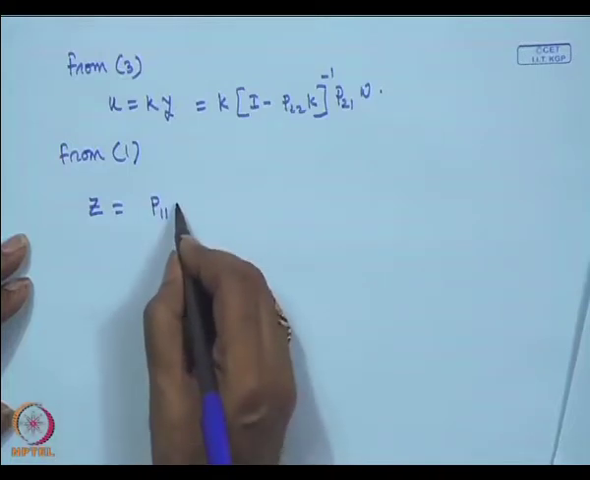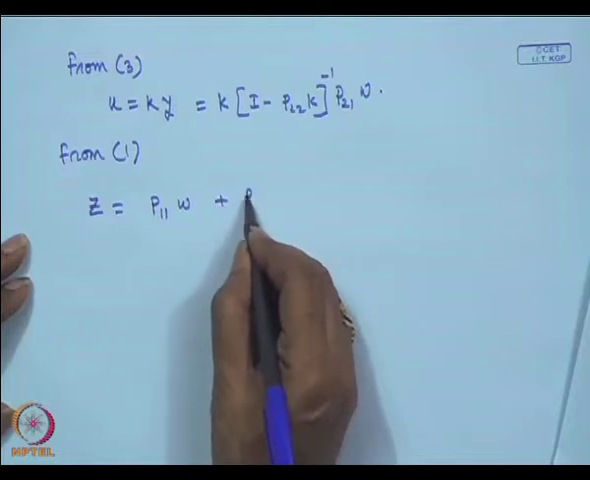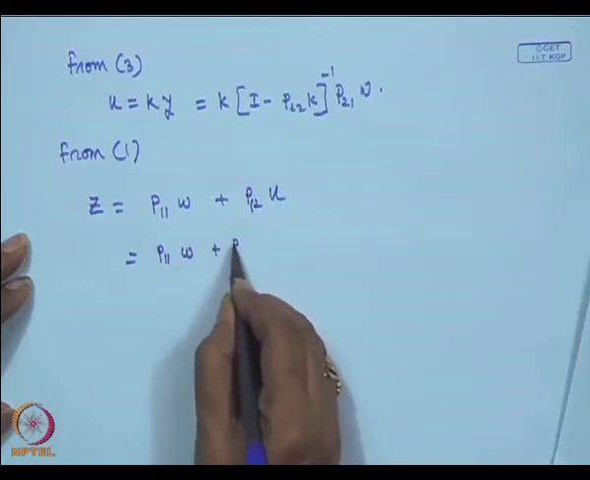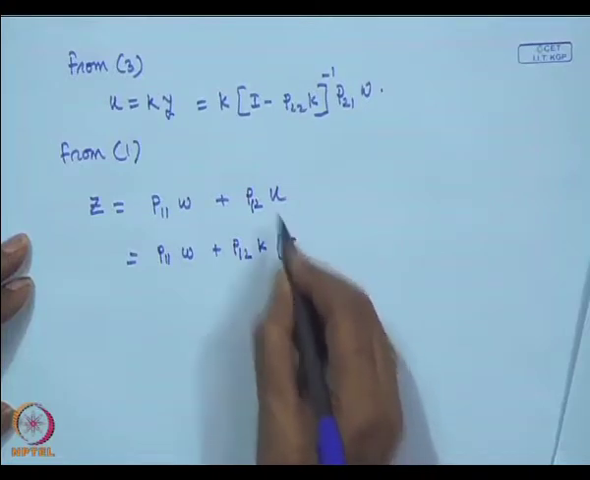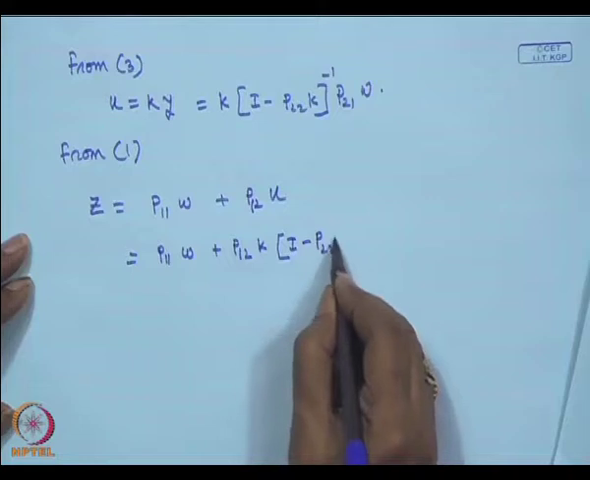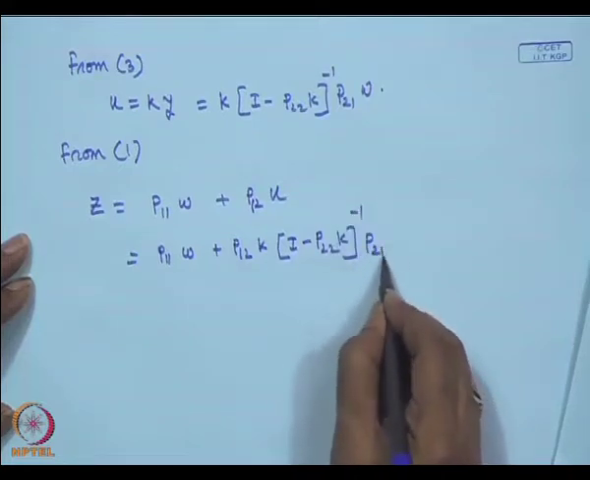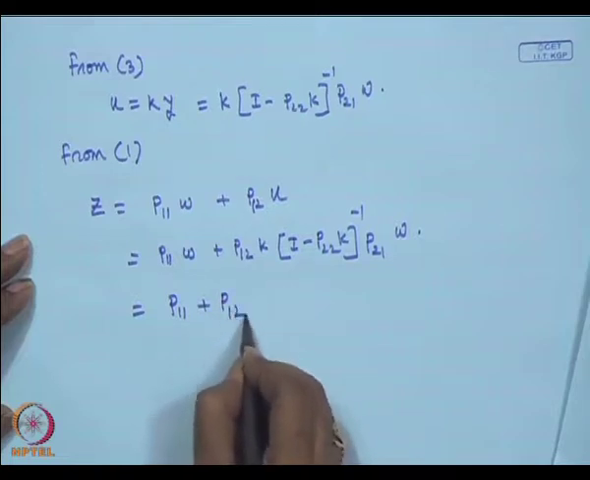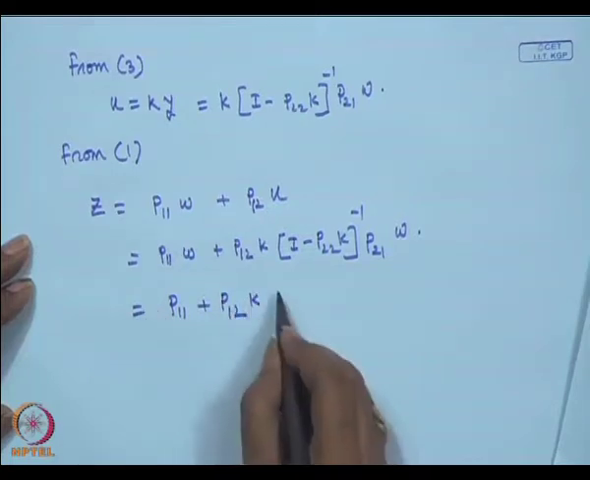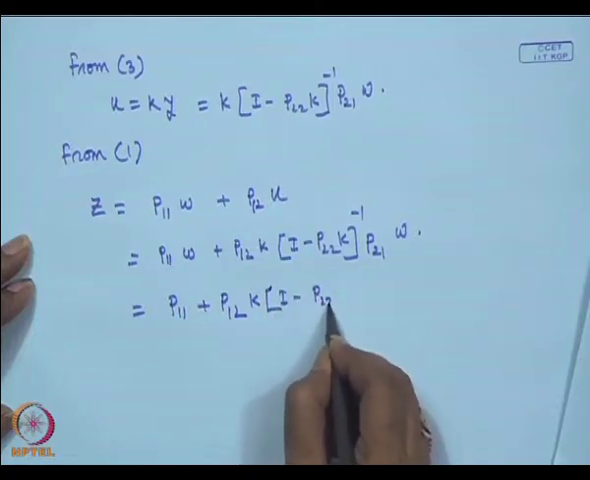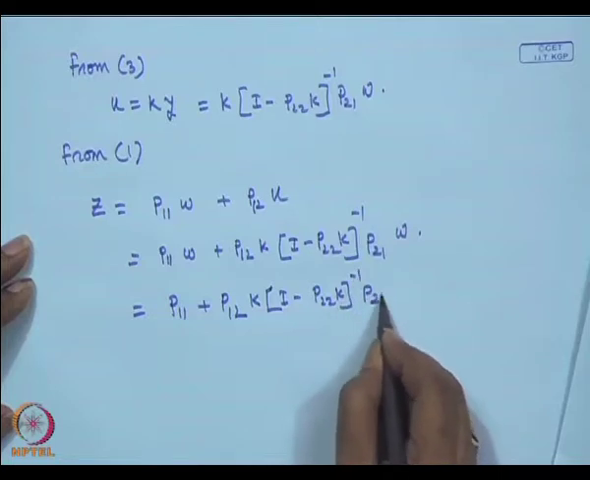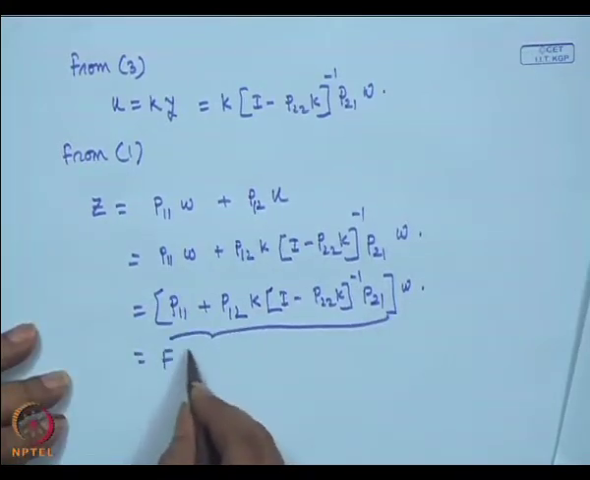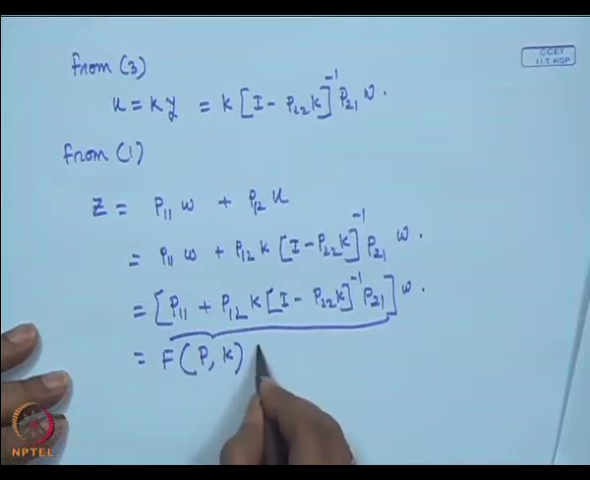P11 W, then P12 U. Put the value of U: P11 W, P12 K, then I minus P22 K whole inverse P21 W. So, if you take the W common, the exogenous input, so P11 plus P12 K, then I minus P22 K whole inverse P21 into W. So, this whole thing is nothing but a function of our P block and K, times W.